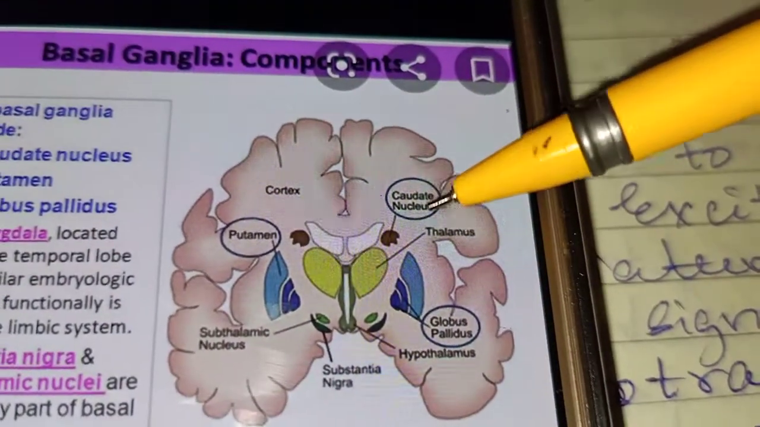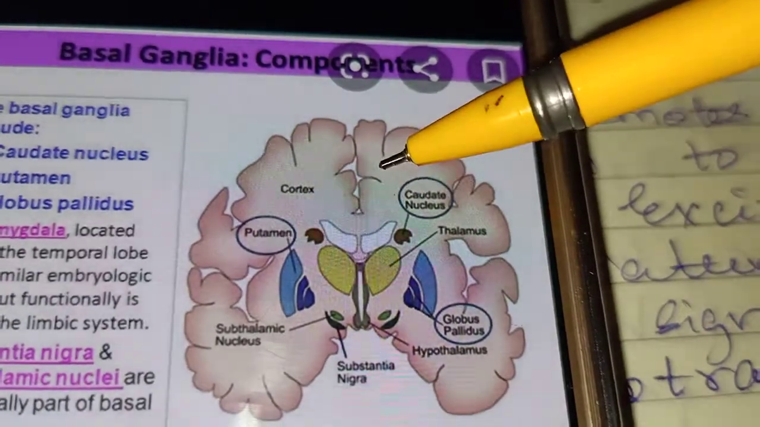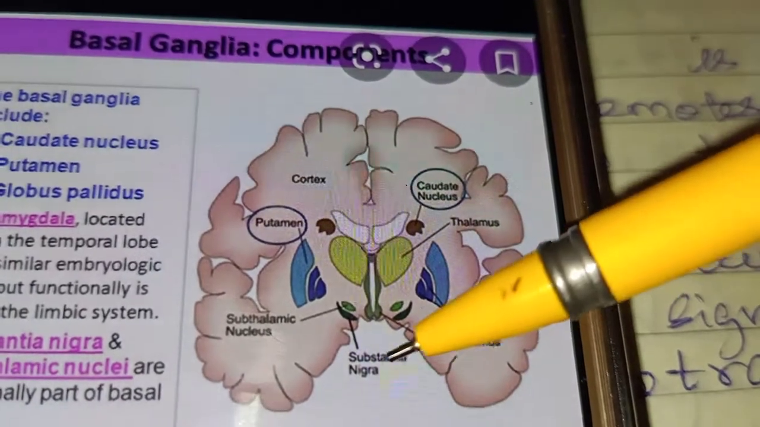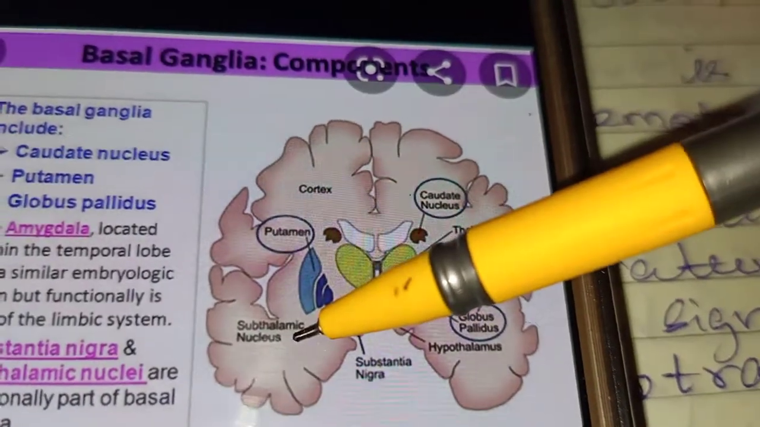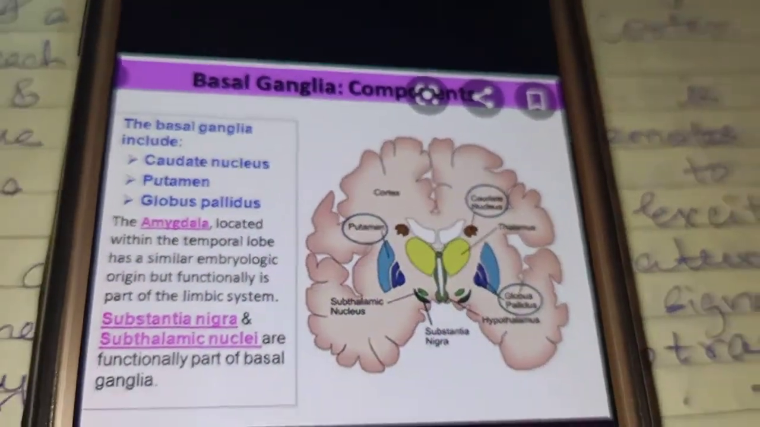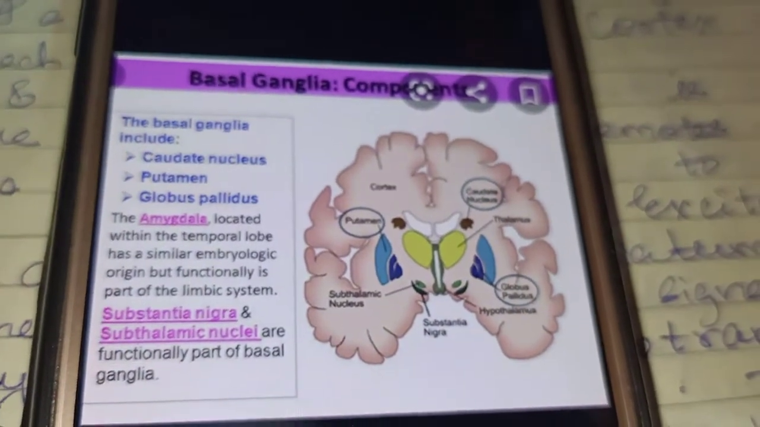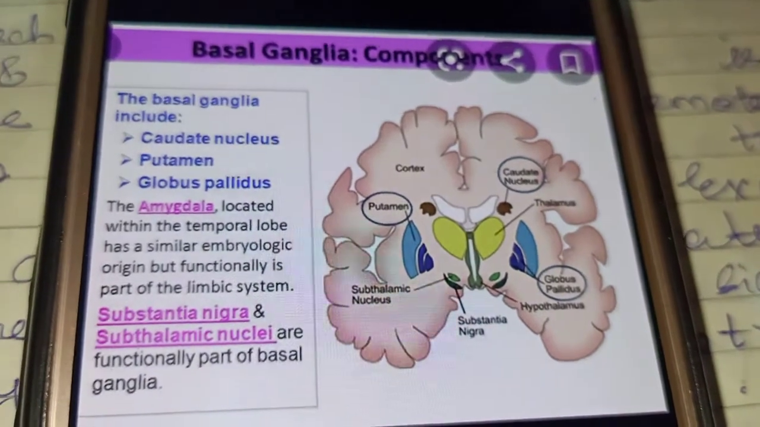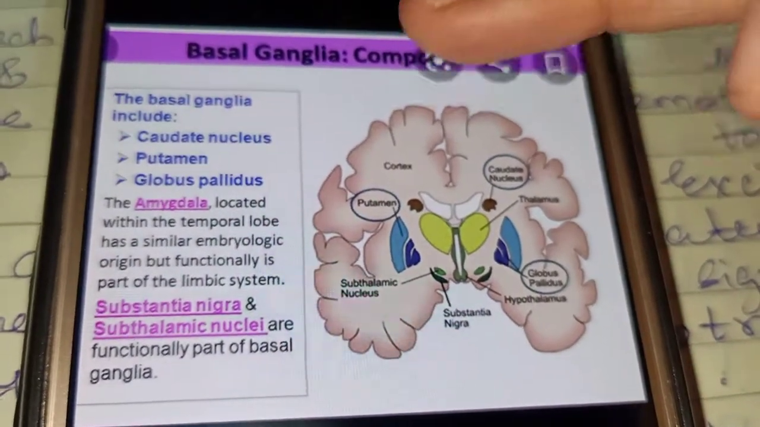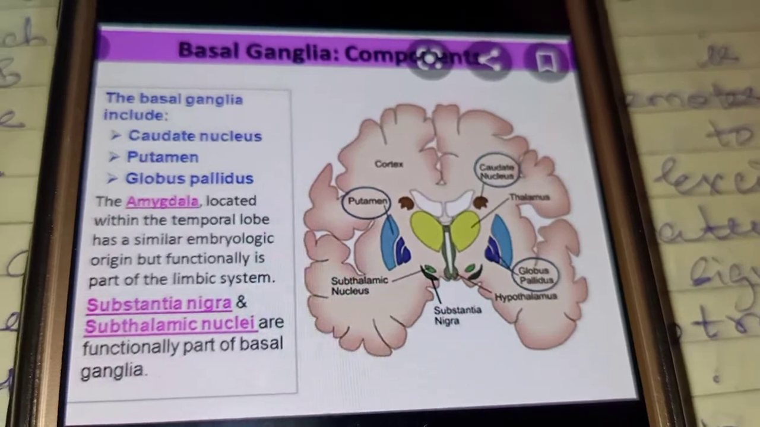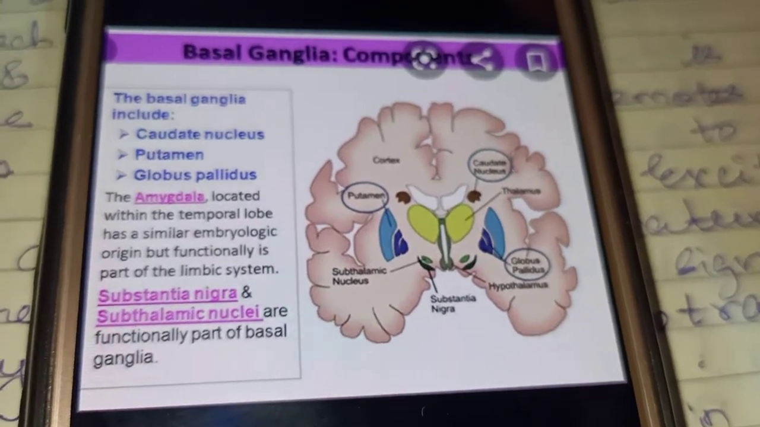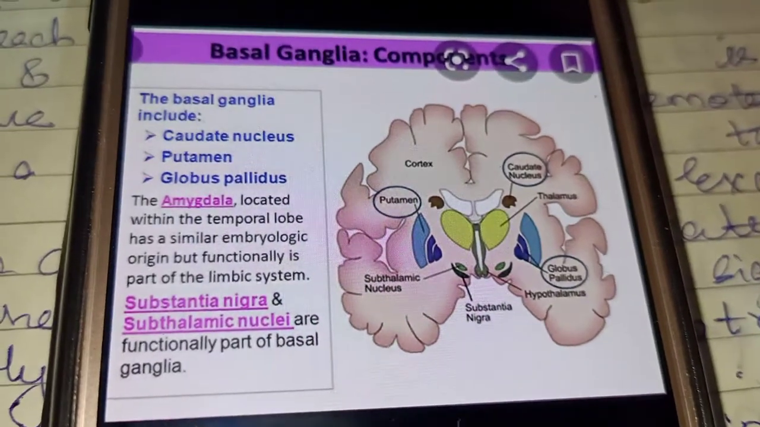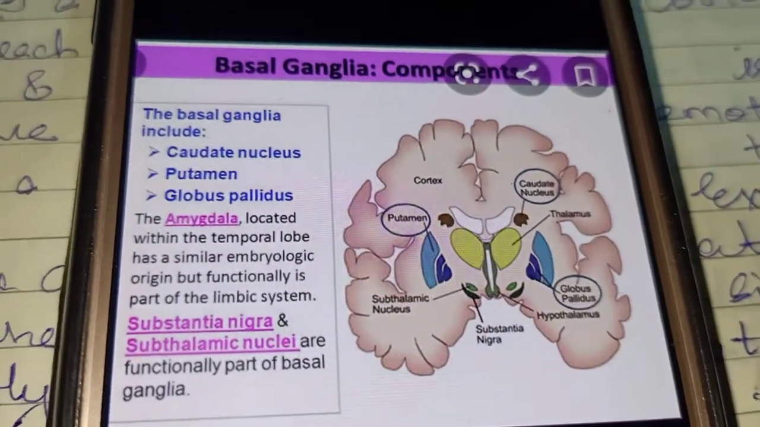So we talked about the caudate nucleus, putamen, corpus striatum. We talked about the globus pallidus, internal and external. We talked about the substantia nigra and the subthalamic nucleus. So this is the basics of the basal ganglia pathway. First, you should be aware of the components of the basal ganglia, then only can you understand the pathway. In my next video, I will discuss the thalamocortical pathway or the basal ganglia pathway. Thank you, students.